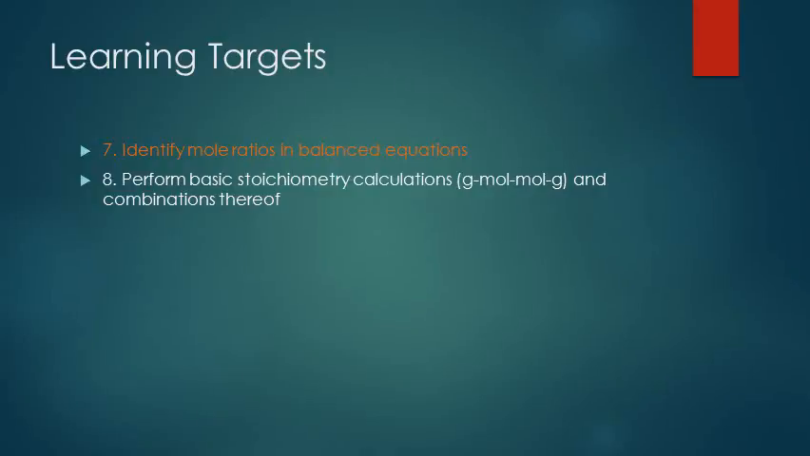So we've identified mole ratios and balanced equations. Our next step is to perform some basic stoichiometry calculations, sometimes referred to as gram, mole, gram calculations, and you'll see why in just a second. And sometimes we might not have to do this whole process. That's why it says and combinations thereof. So that is the next step.